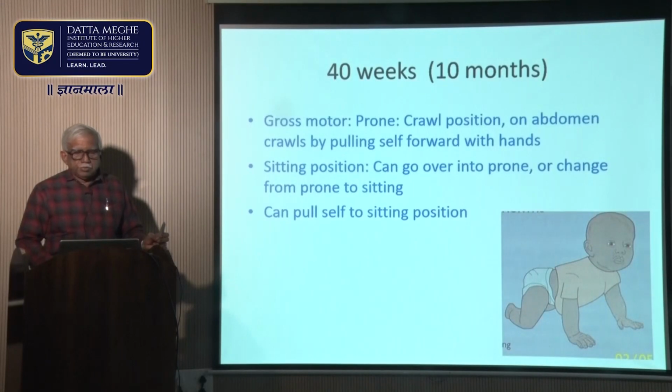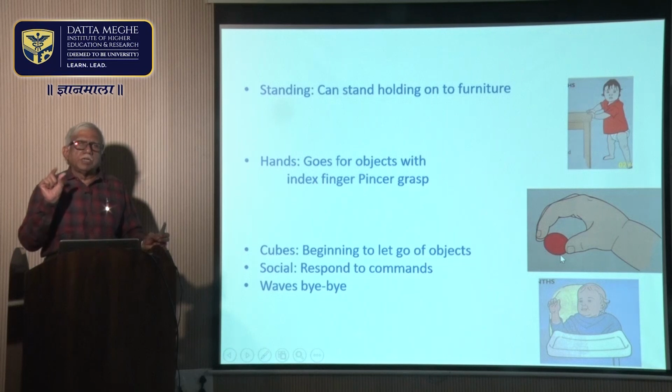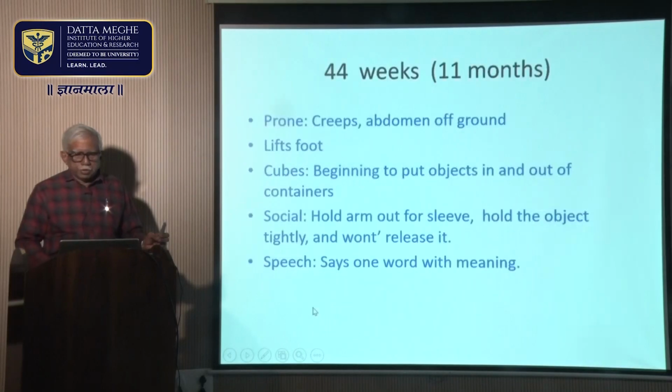Now at 10 months, he has got a pincer grasp. He can crawl also, crawling is there, and creeping also develops by 11 months, and he can have a pincer grasp. This is what is called a pincer grasp. He can hold the object with the help of the forefinger and the thumb. So that is called a pincer grasp. This is possible at 10 to 11 months of age, and he can wave bye-bye at this particular age.